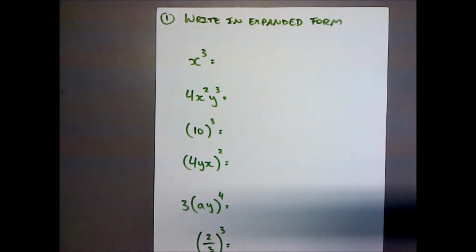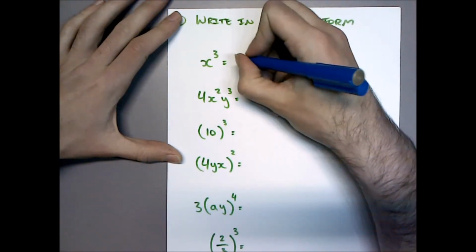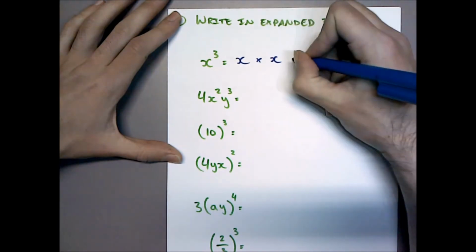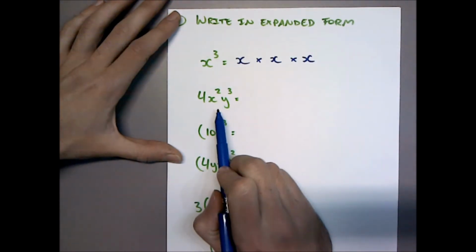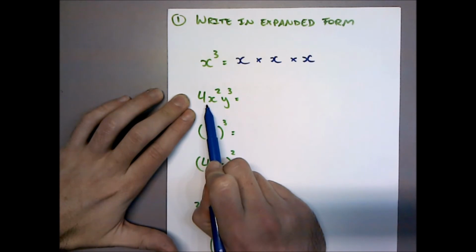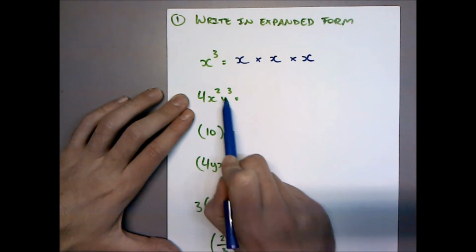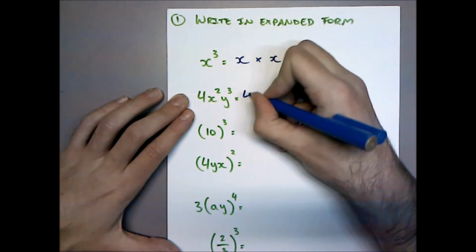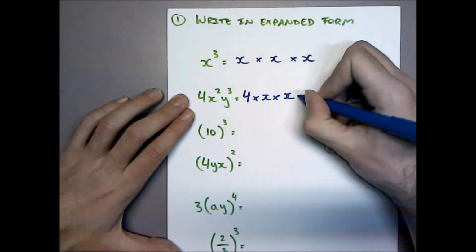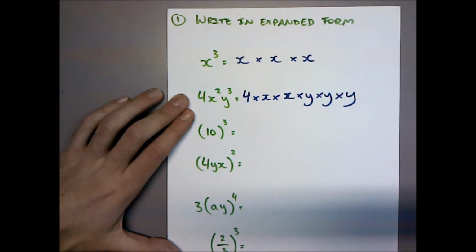In all of these, I'm going to write these all in expanded form. So I'll start off with an easy one. You've got x to the power of 3, which means that we can rewrite that as x times x times x, which is now an expanded form. Now for this guy here, we've got 4 multiplied by x squared multiplied by y cubed. So what I'm going to do is split up this x squared and the y cubed just as we did with the x cubed above. So I can rewrite that as 4 multiplied by x multiplied by x multiplied by y times y times y. And now it's in expanded form.